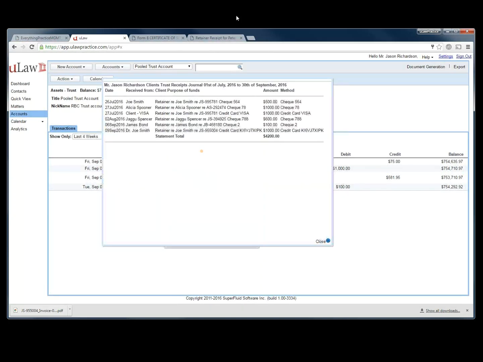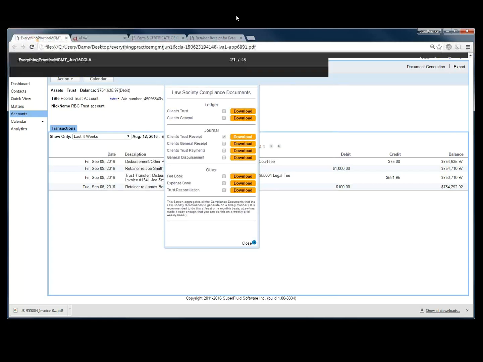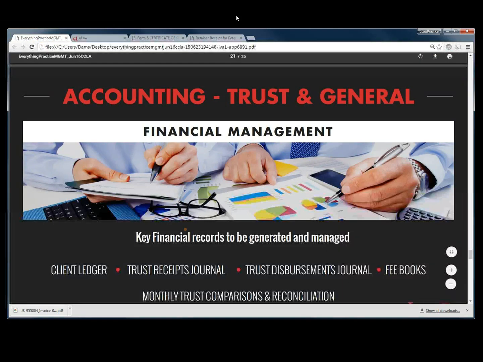It clearly tells me the date and who it was received from, so Joe Smith, James Bond, Spencer. It also tells you the reason the trust money was received: was it a retainer, was it a settlement? Then the amount, and the method of payment. Very important: Law Society audits are very particular about the method of payment, and you need to have that as part of the ledger.